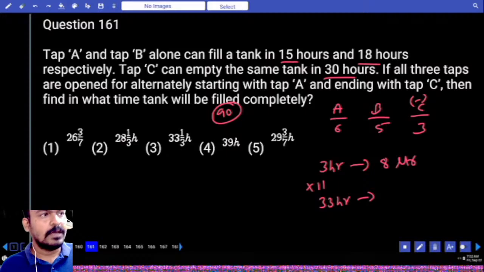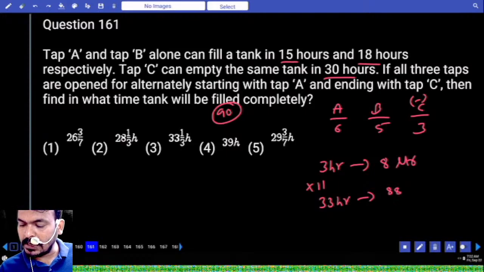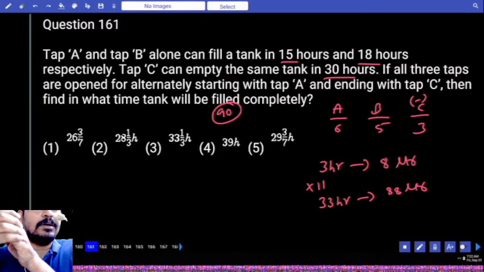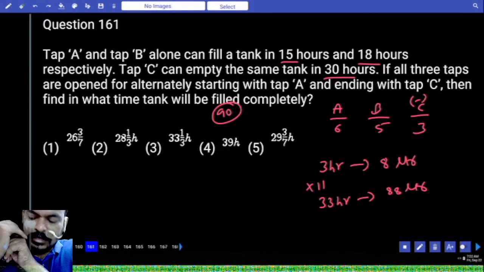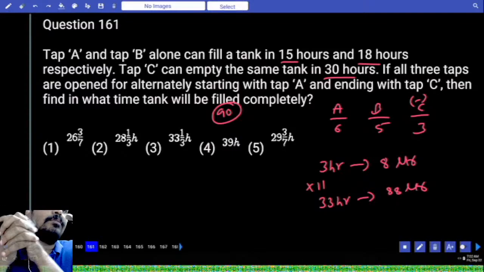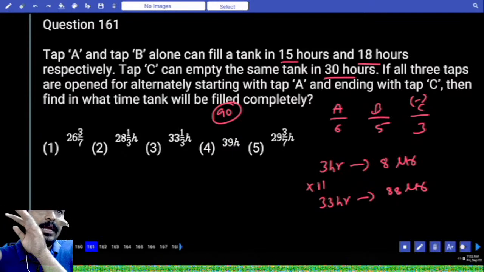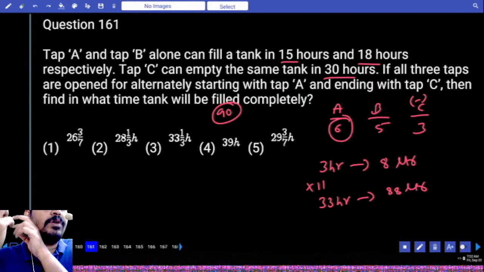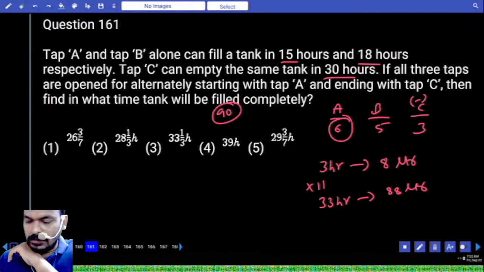33 hours. 8 11s how much? 88 liters. Out of 90, 88 liters are filled after 33 hours. What is the remaining? 2 liters. Next 1 hour, which one starts, A or B? A. What is the A capacity? 6 liters per hour. But we require how many liters? 2 liters. Then 2 liters means how much time is taken?